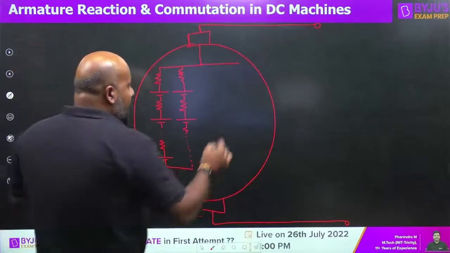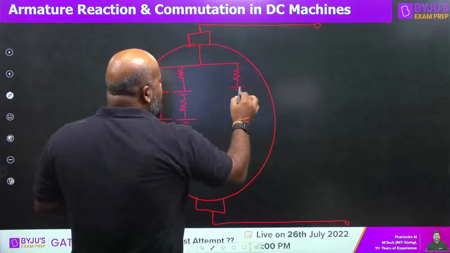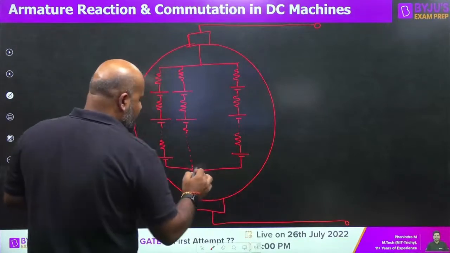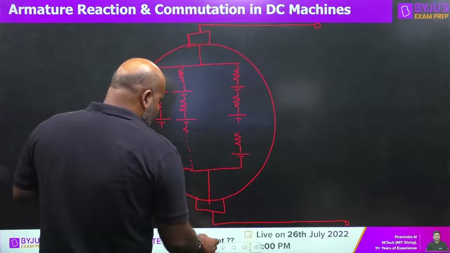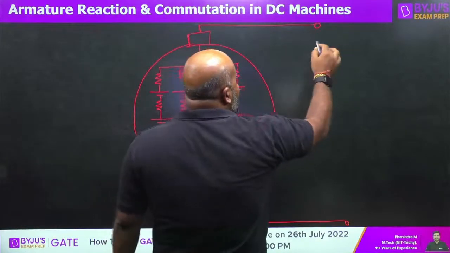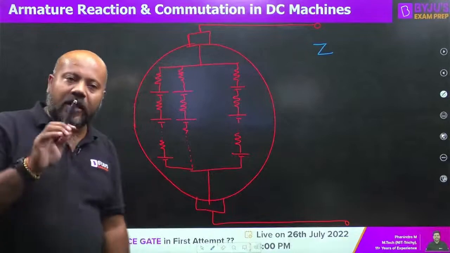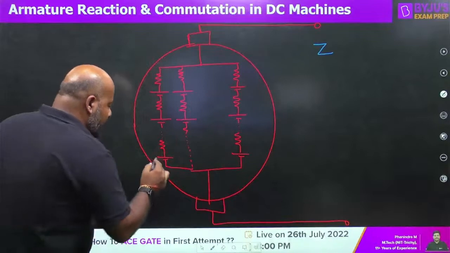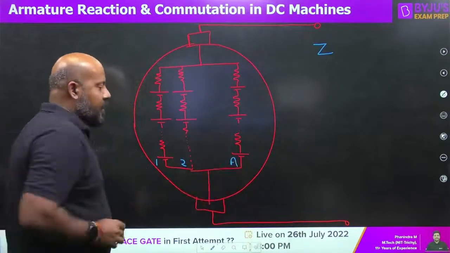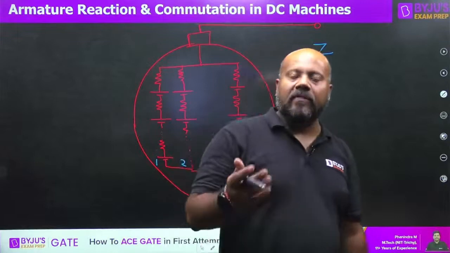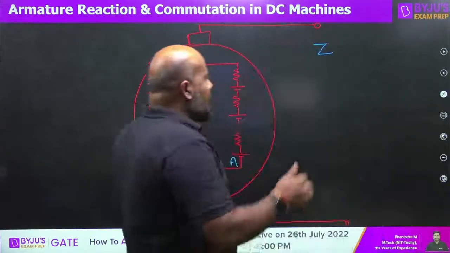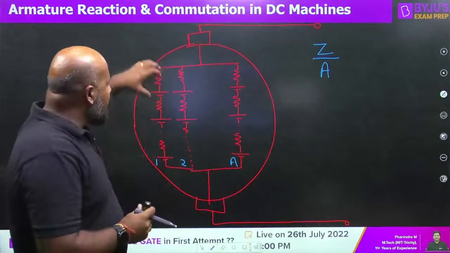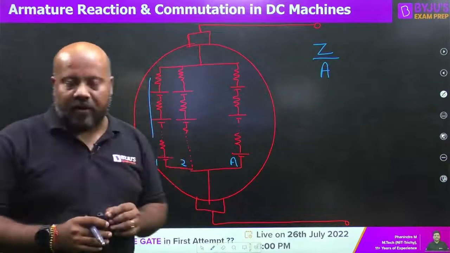Now, let us try to understand how we are going to relate the armature resistance. If I tell you the total number of armature conductors is Z, can you tell me the number of armature conductors in one parallel path? How many parallel paths? 1, 2, up to what? A. A is the total number of parallel paths, whether it is a lap wound or wave wound machine. So if you divide the total number of conductors by the total number of parallel paths, you will get the number of conductors in one parallel path.